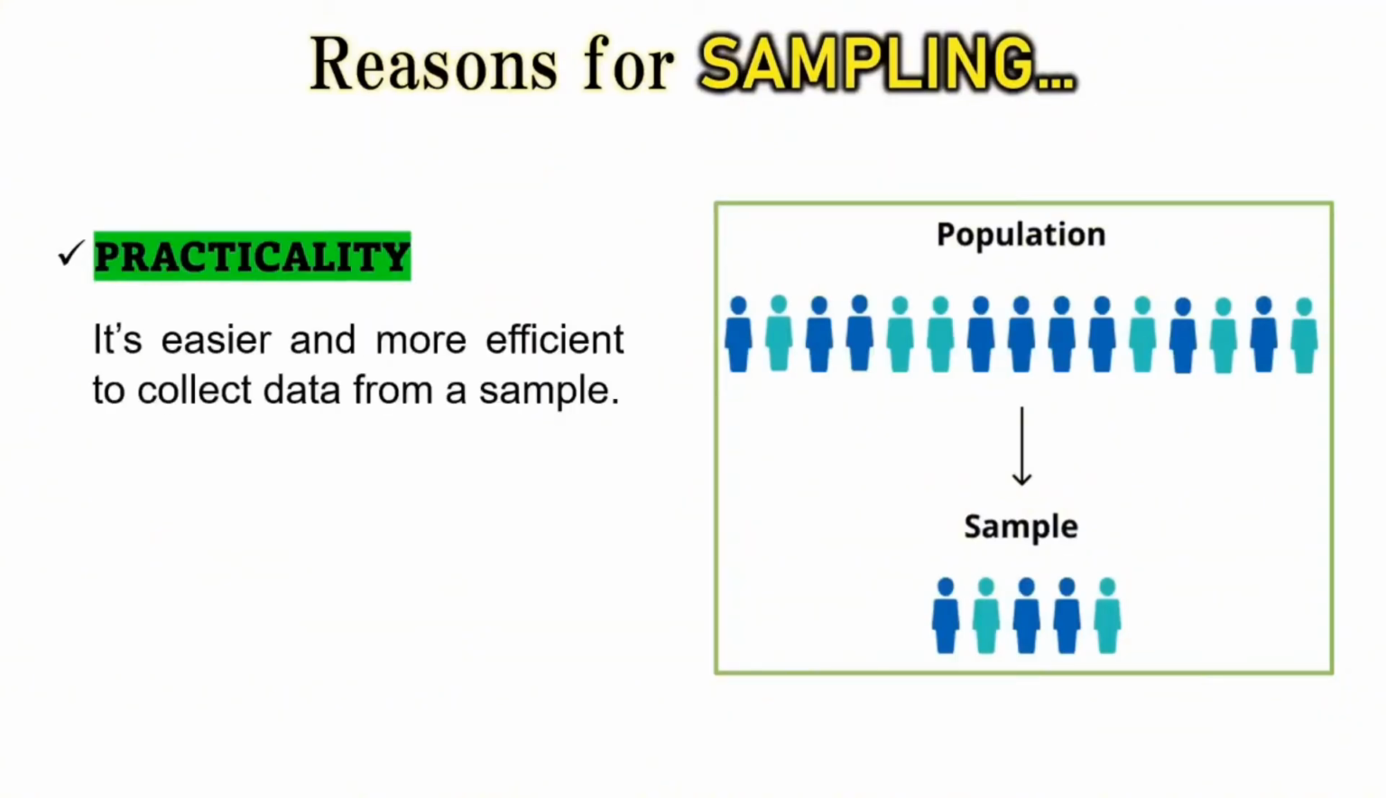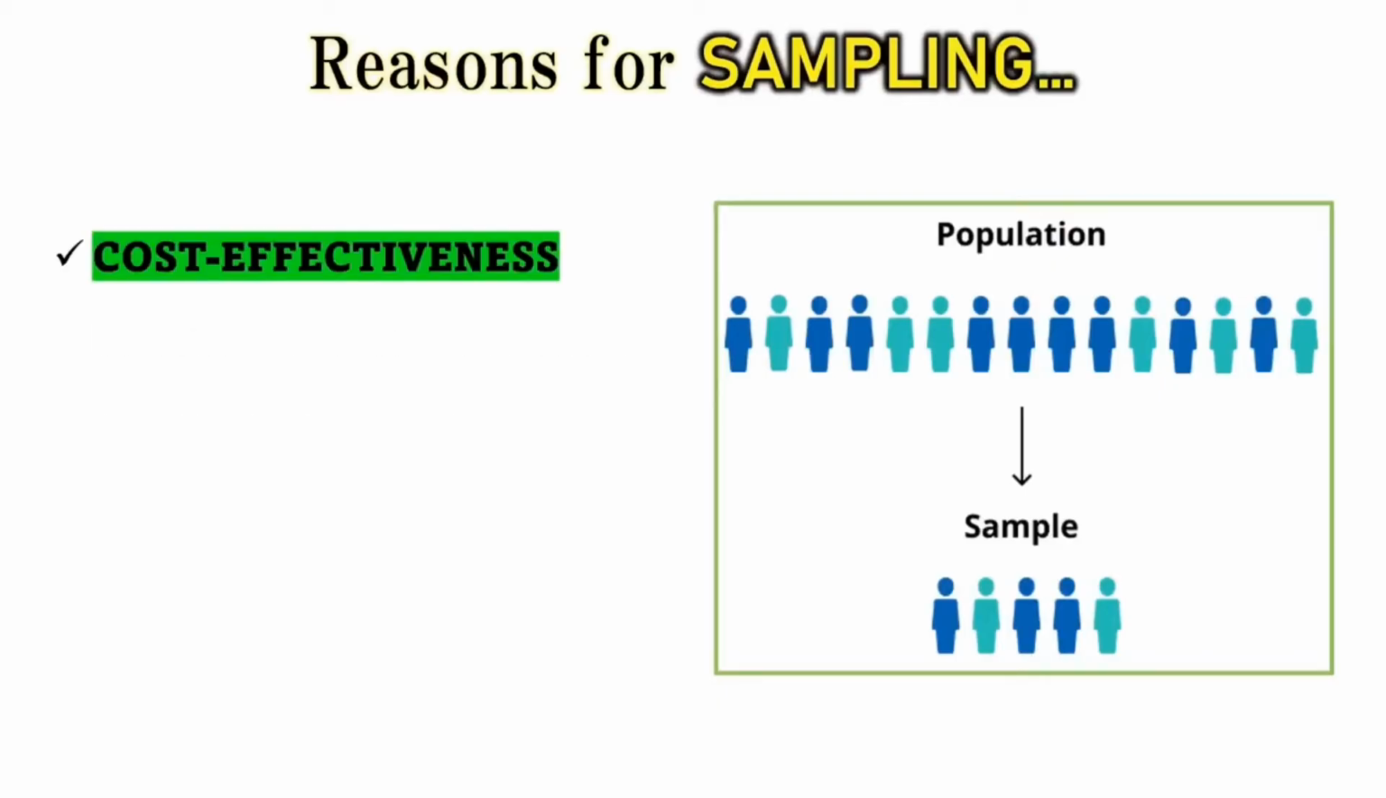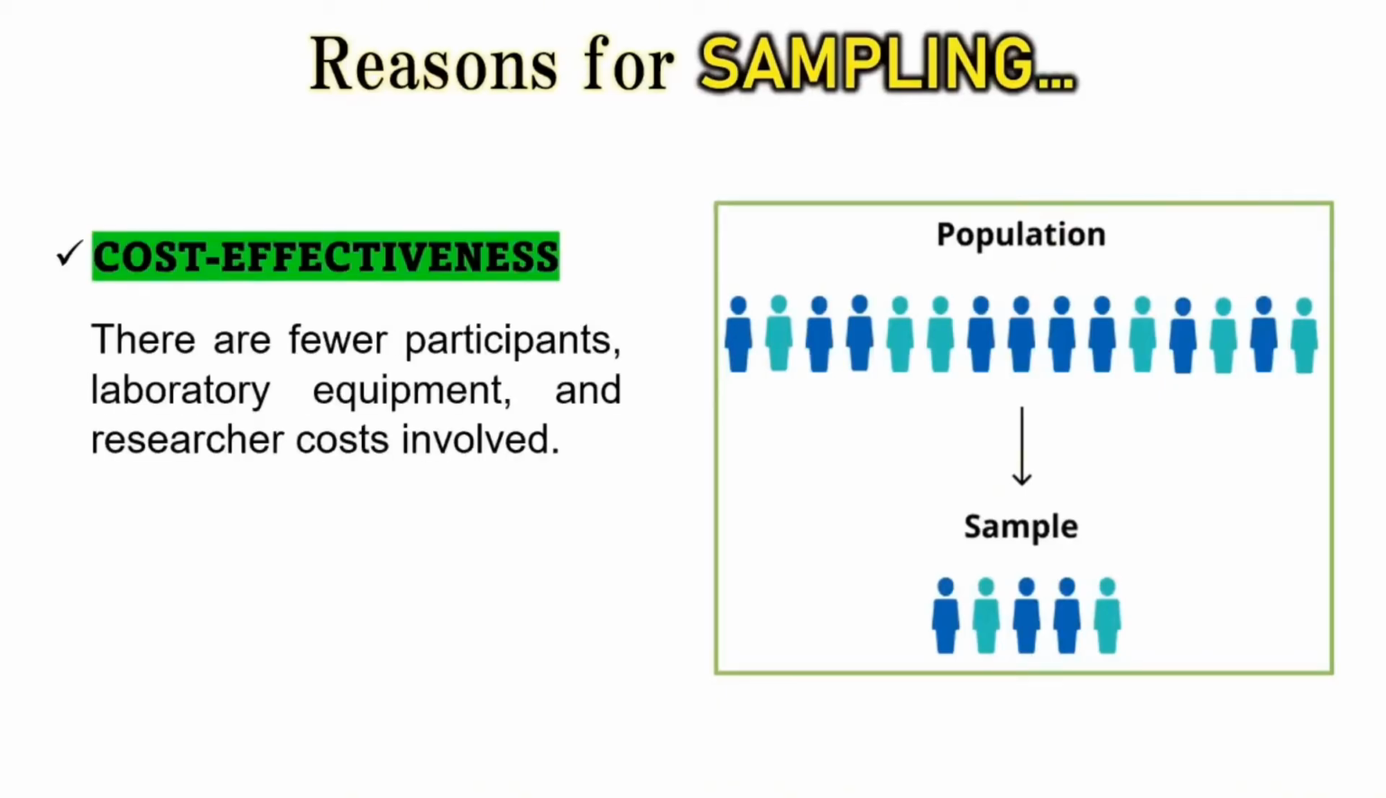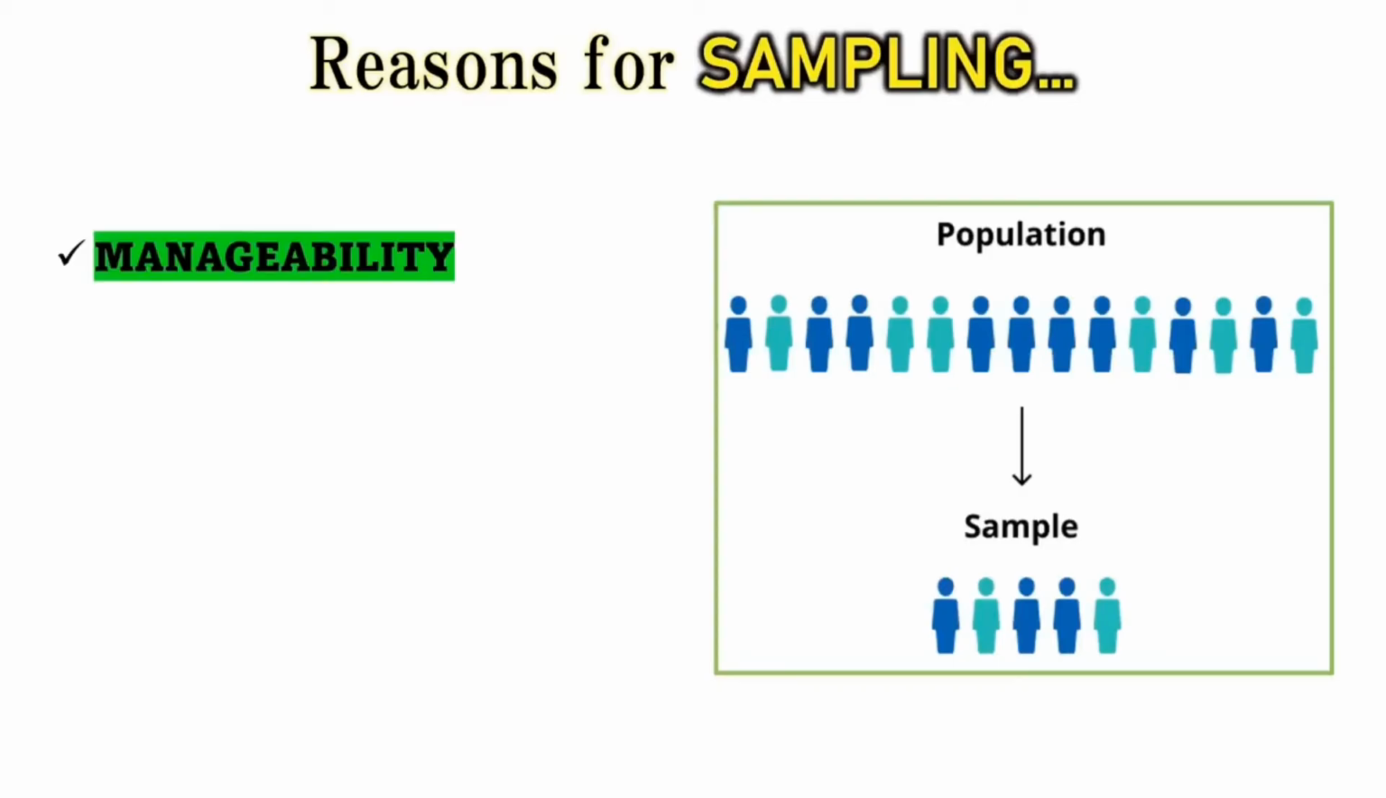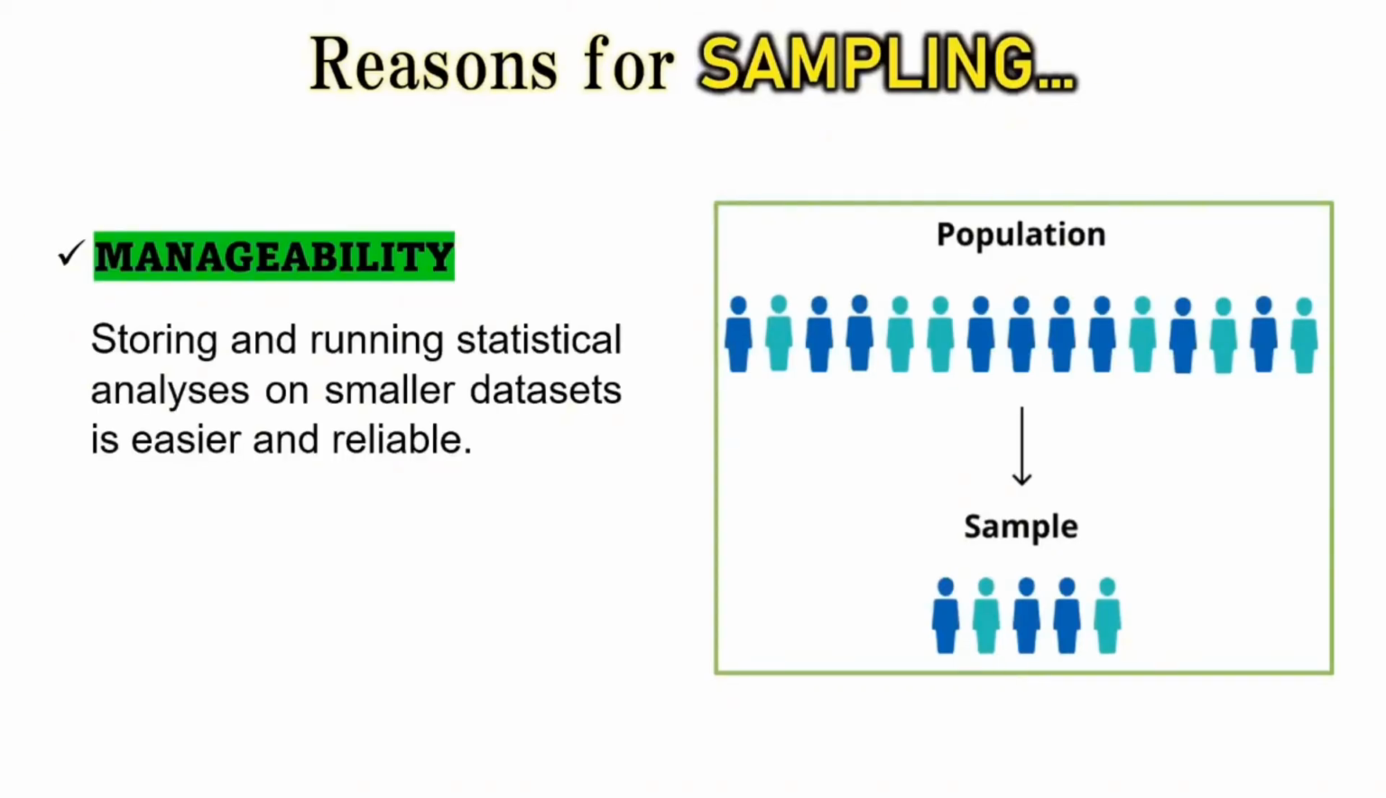Practicality. It's easier and more efficient to collect data from a sample than from a population. Cost effectiveness. There are fewer participants, laboratory equipment, and researcher costs involved. And lastly, manageability. Storing and running statistical analysis on smaller datasets is easier and reliable.